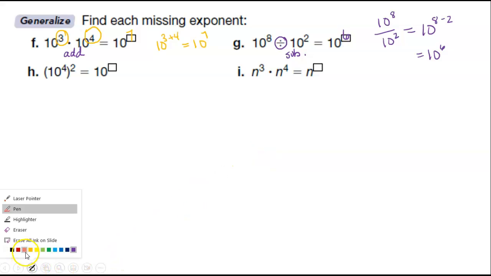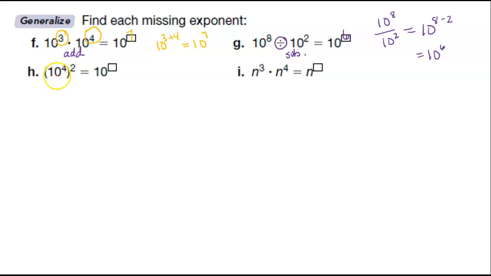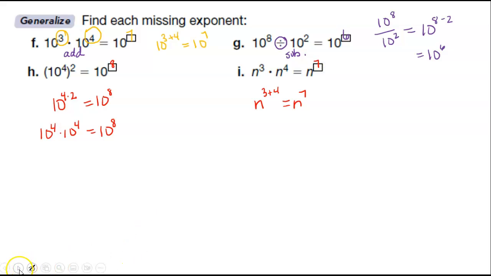Okay, new color. Okay, here I have 10 to the 4th squared. So when I have that, this is going to be 10 to the 4 times 2, which is 10 to the 8th. Okay, and that really is 10 to the 4th times 10 to the 4th, which is equal to 10 to the 8th. And then here I have n to the 3rd times n to the 4th. So this is multiplied just like f. So I have n to the 3 plus 4, which is n to the 7th.